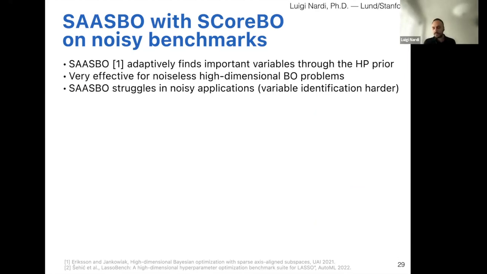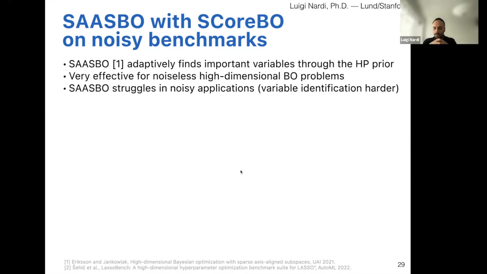If you look at synthetic functions, perhaps there is less interest in doing that, depending on what synthetic functions you're using. There are some synthetic functions that are still really hard to fit, and in that case it makes sense. But there are some models that have been introduced recently for high-dimensional Bayesian optimization. Here I'm talking about SASBO, specifically by Eriksson and Jankowiak, which is one of the state-of-the-art methods for high-dimensional optimization.